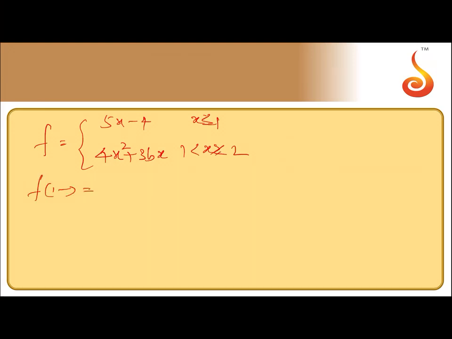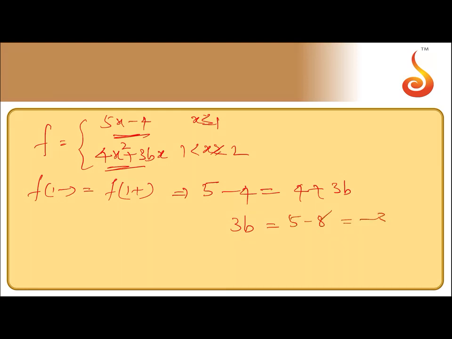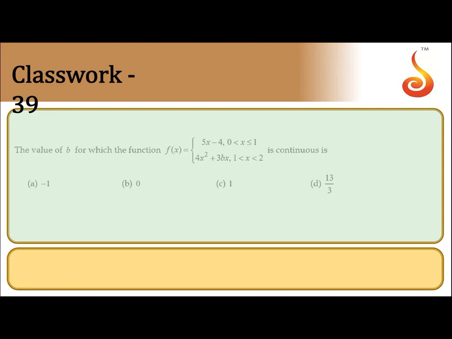Because it is continuous at x equals 1, f of 1 minus is the same as f of 1 plus. That is written as 5, that implies 5 minus 4, substituting x equals 1, is equal to 4 plus 3b. Therefore 3b must be equal to 5 minus 8, which equals minus 3. So b is equal to minus 1. So the answer is minus 1.